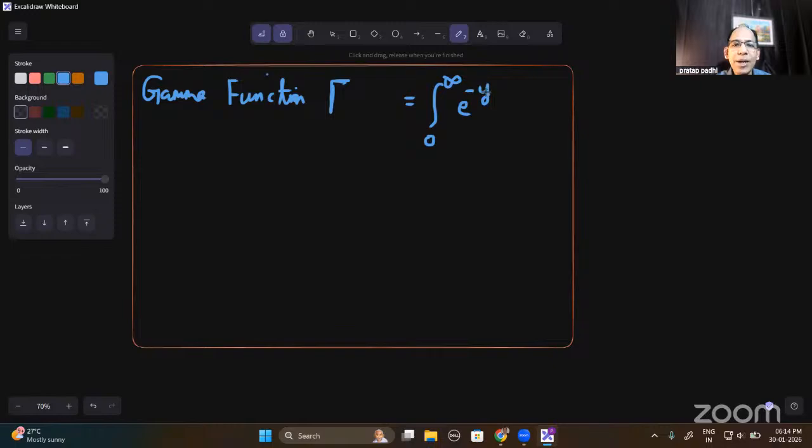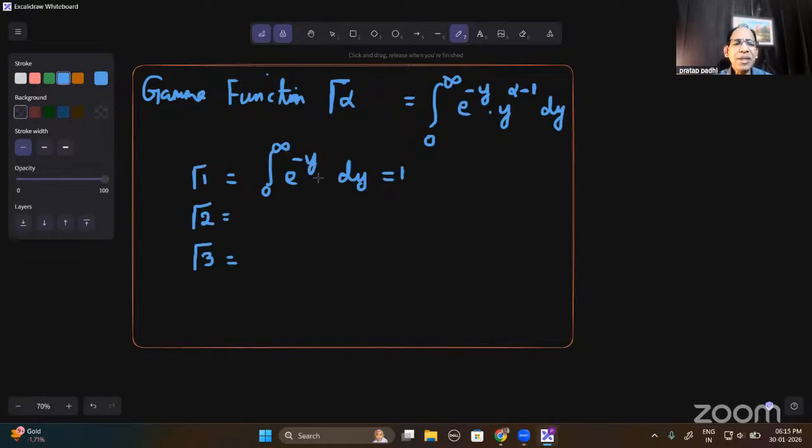Taking the variable y, it's a dummy variable anyway. It doesn't matter. You can write y, z, x. Now if you take alpha 1 here, then alpha 2 here, then alpha 3 here, you can check it. It's a simple integration; just put in the values. Then you take alpha 2. It will be the integral from 0 to infinity of e to the power minus y, y to the power 2 minus 1, that is 1, dy. And again you need to integrate it.